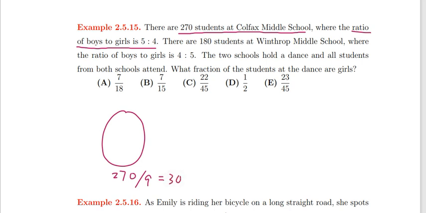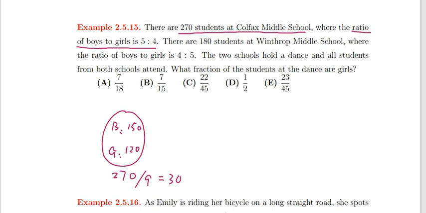So the boys are 5 multiplied by 30, 150 boys, right? And for girls, this is 4 times 30, 120. So we just split 270 into two parts, like 150 boys and 120 girls.